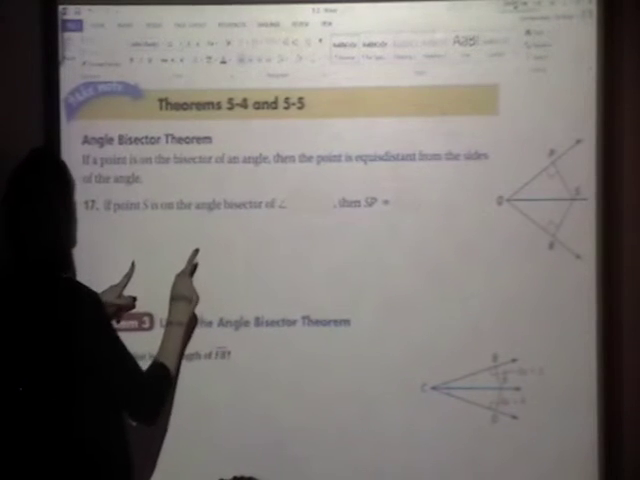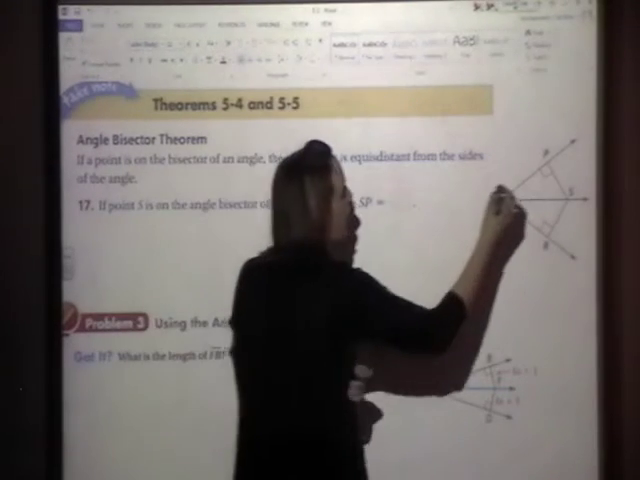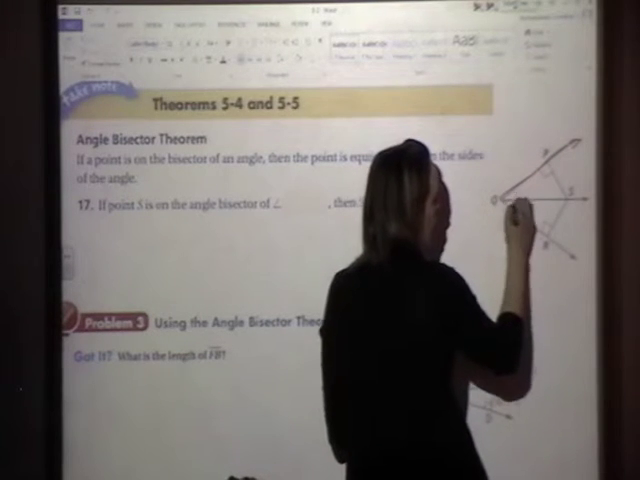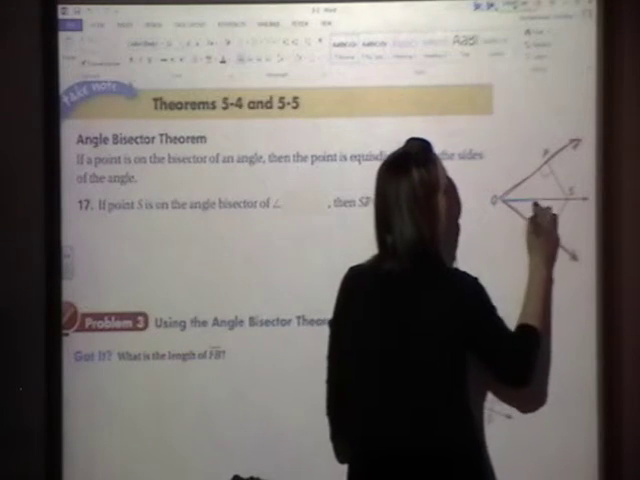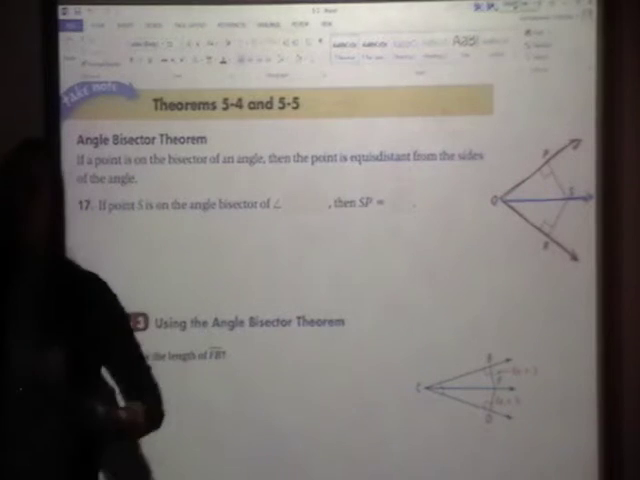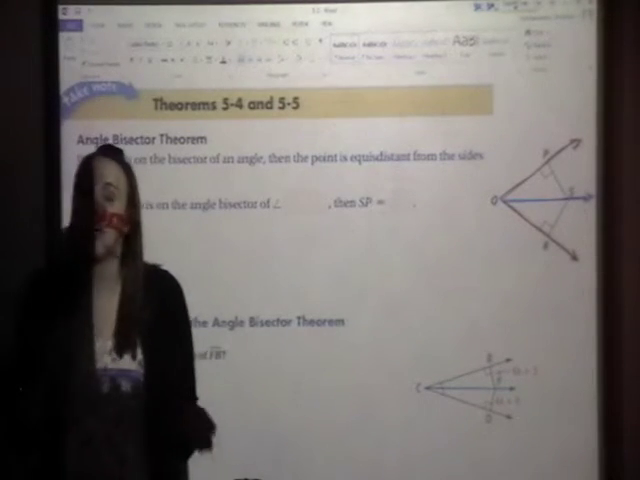This is talking about angle bisectors. It says if a point is on the bisector of an angle, then the point is equidistant from the sides of the angle. Here's our original angle PQR, and here is our angle bisector. This is kind of what you found when you were doing constructions. I told you an angle bisector is half the original angle. If we had a 100-degree angle, what's half of it? 50. If I have an 80-degree angle, I have 40. So angle bisector means cut in half. I cut the angle in half.